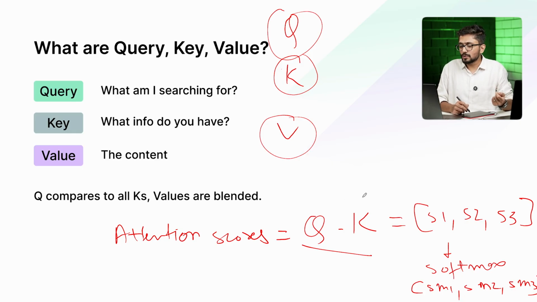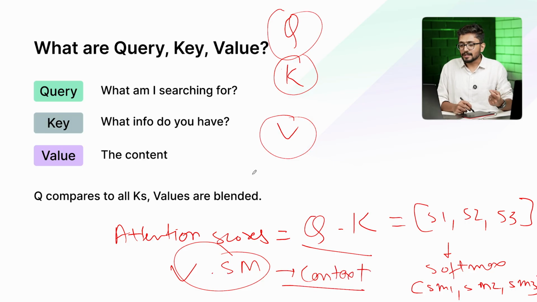Remember, the goal is to use attention to create a richer context. The context is present inside my value vectors. So finally I take the softmax scores and apply them upon my value vectors to get a much richer context. And that is how attention gives you the power to build a richer context.